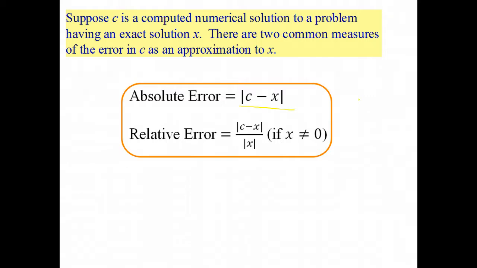The relative error is typically going to be given as a percent. We want to give the relative error as a percent because we take the absolute error and we divide by the exact solution. And this at times will give us a more meaningful error. It depends on the situation. Sometimes an absolute error is more meaningful than the relative error. So let's look at an example.